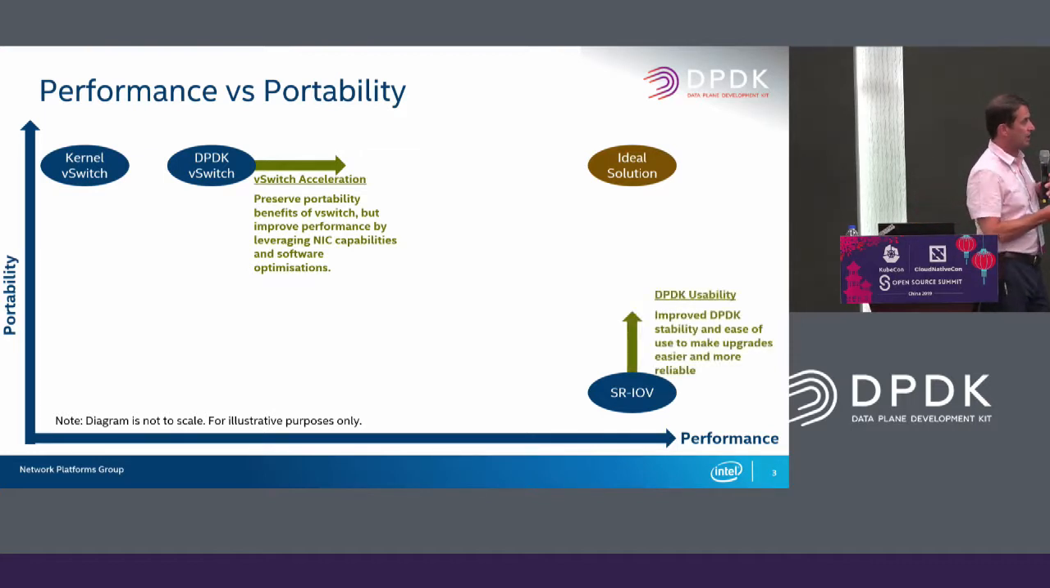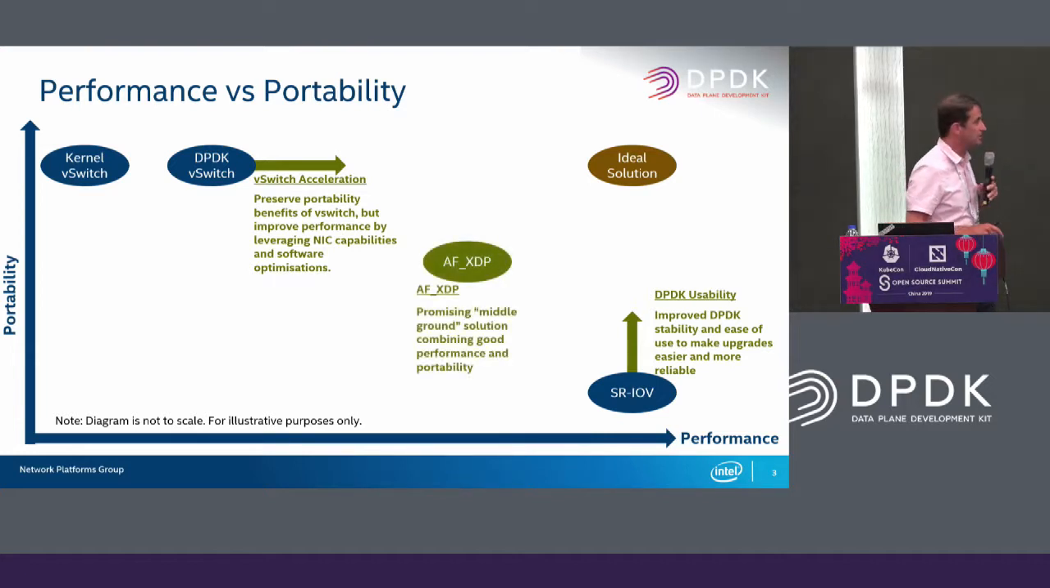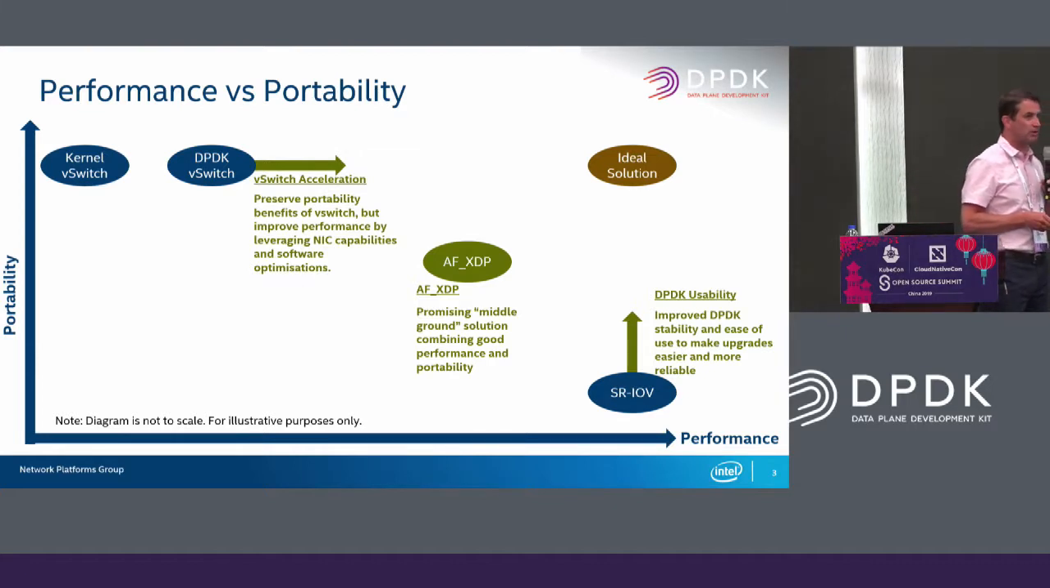The second thing we've been looking at is, like I said, SRIOV has its limitations. We can't really change those. But for a DPDK-based application using SRIOV, how can we make it easier to port that from one platform or one DPDK version to another?